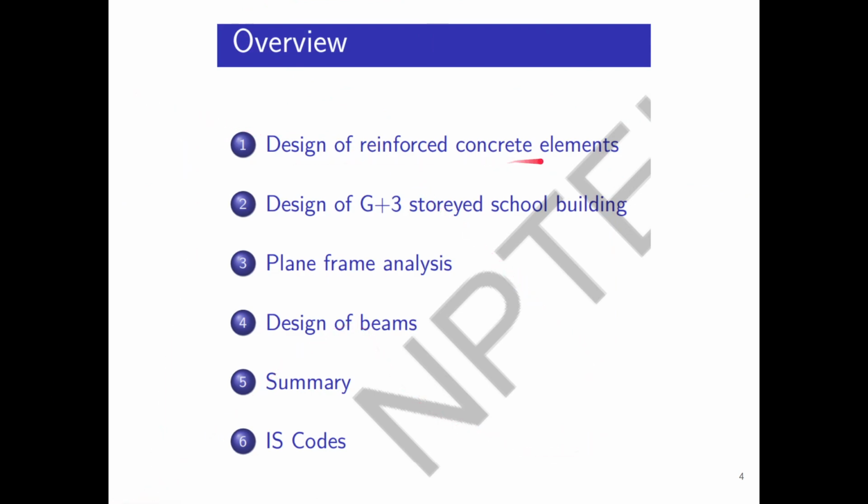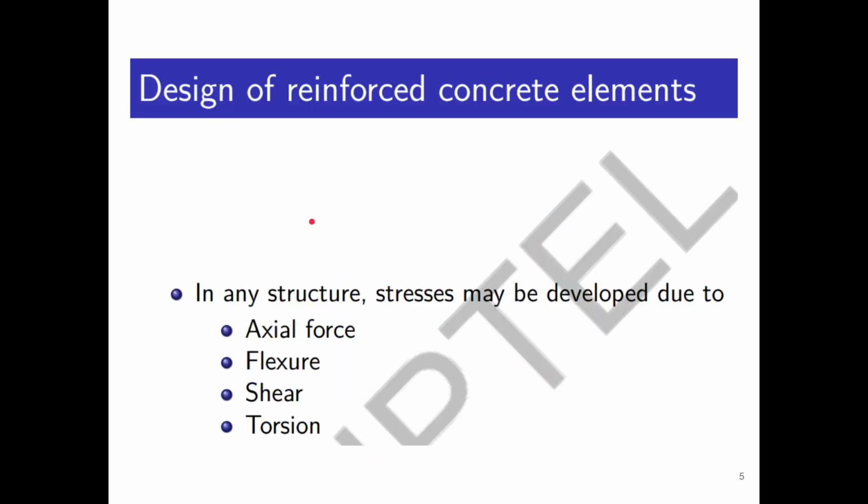First is design of RC elements, second is design of the G+3 story school building, then plane frame analysis, design of beams, summary, and IS codes required. So what we all know is, if any stresses are applied to any structure, they can be categorized into 4 parts. One is axial force, one is flexure, one is shear, and one is torsion.